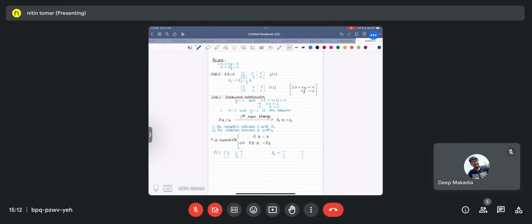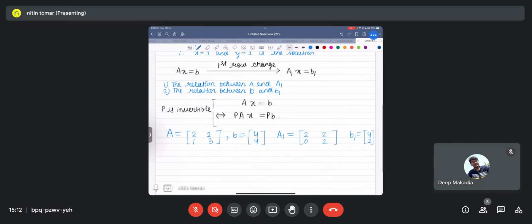And what is A1? What did you do after first row change? What do you get after first row change? This thing, right? Correct. So A1 should be 2, 2, 0, 2. Let us also write b to be 4, 4, and here b1 will be, quickly tell me what will be the b1? 4, 2.